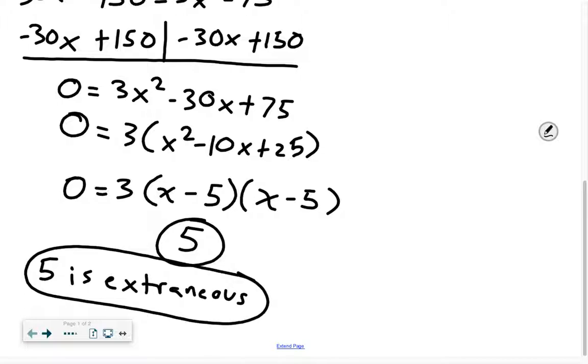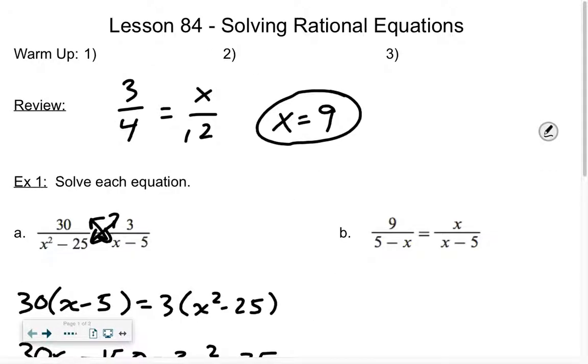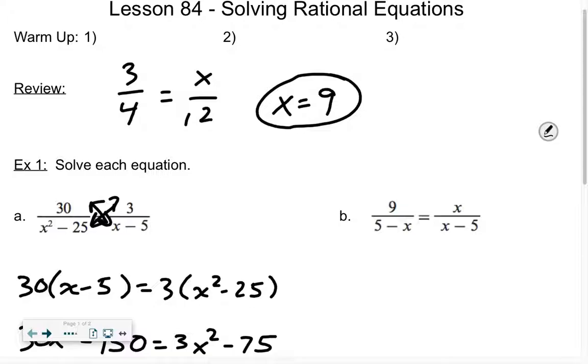Therefore, do we have any real solutions? No, we do not. So anytime you work with rational expressions, you have to be leery of, okay, does this thing make it undefined? Go ahead and start on problem B.